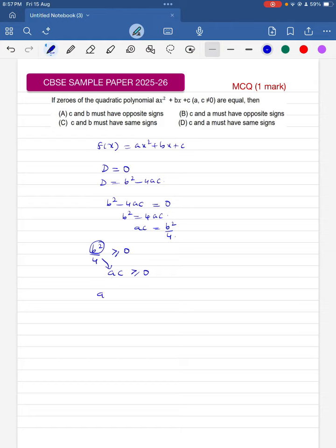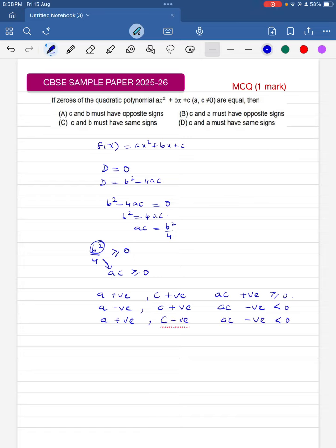If I take a as positive and c as positive, then a times c will be positive. That is, it will be greater than or equal to 0. Also, if I take a as negative and c as positive, then ac will become negative, which means it's less than 0. Now, if a is positive and c is negative, then ac will still turn out to be negative, and it's less than 0.